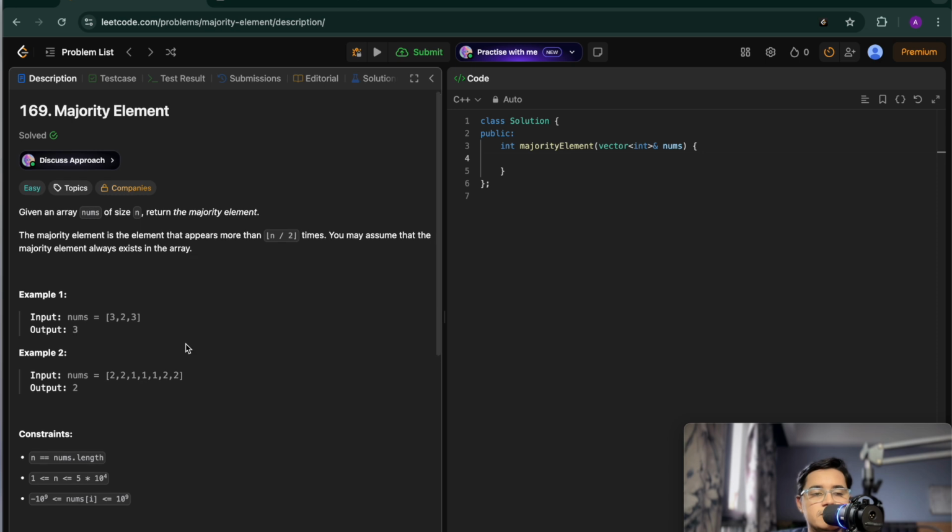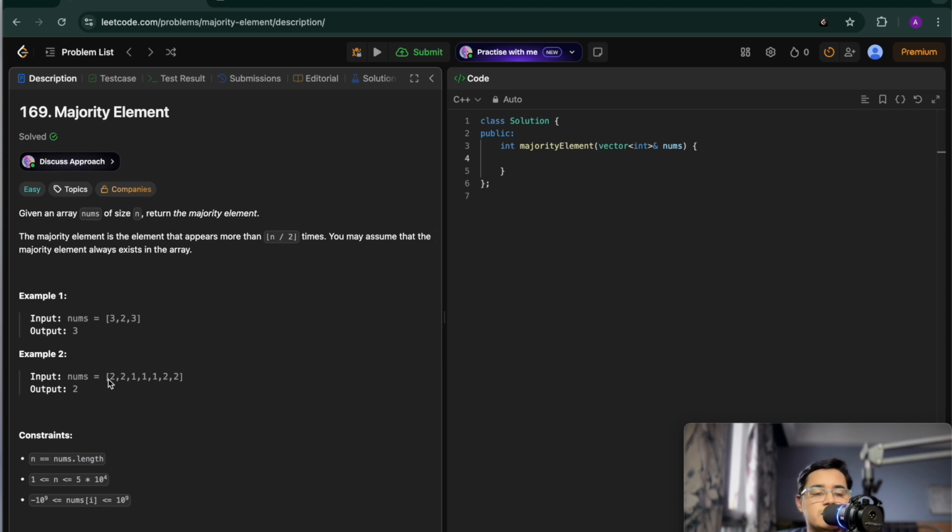So let's look at the test case. The first test case: nums is equal to 3, 2, 3. If we do n divided by 2, that would give us 3 divided by 2, which is actually 1.5, but since we are truncating down anyways, it's going to give us 1. And in C++, 3 divided by 2 would yield 1 anyway, so that doesn't really matter. So we have to return the element whose frequency is greater than 1. In this case, the frequency of 3 is 2, and the frequency of 2 is 1. So we are simply going to return element 3 because it has a frequency greater than 1, and that, as you can see, is the output.